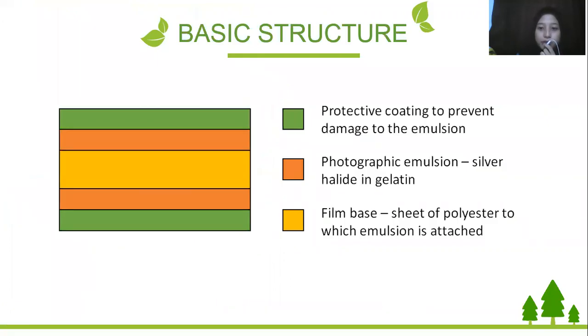The basic structure: the green is a protective coating to prevent damage to the emulsion. The orange is the photographic emulsion, silver halide in gelatin, and the yellow is the film base, a sheet of polyester to which the emulsion is attached.